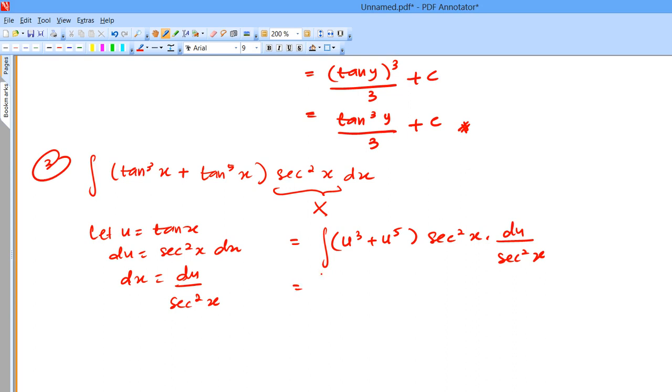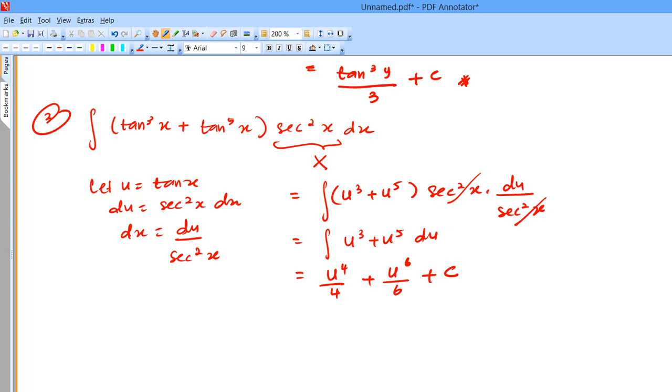So now you can cancel out secant square x. So integrate u cube plus u power of 5 du equal to u power of 4 over 4 plus u power of 6 over 6 plus c. And then just substitute u equal to tangent x. So equal to tangent power of 4 x over 4 plus tangent power of 6 x over 6 plus c.